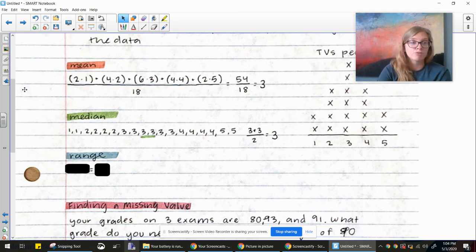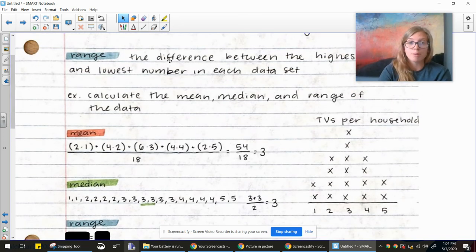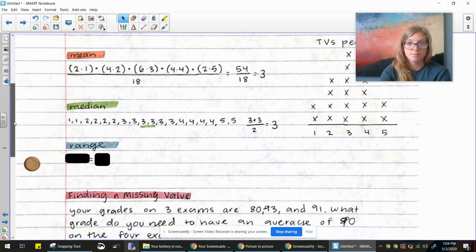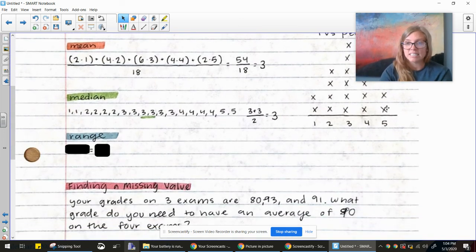Finally, I'm going to find the range. And the range, remember, is the difference between the highest and lowest number in each data set. So if the highest number in the data set is 5 and the lowest number is 1, our range will be 5 minus 1, or 4.